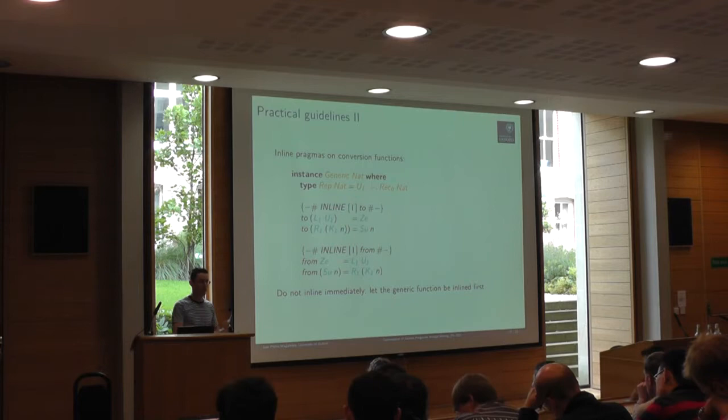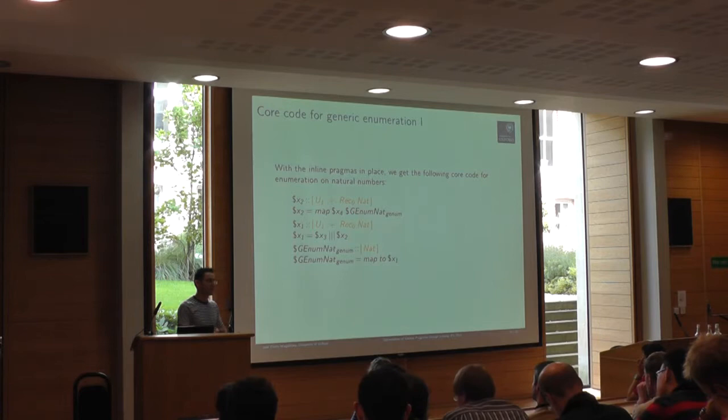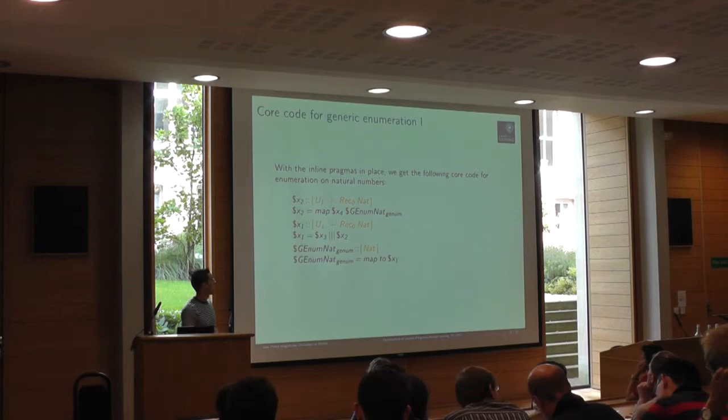Okay, so how does the generated core code look for enumeration on naturals with the inline pragmas? So core is a very simple Haskell-like language.